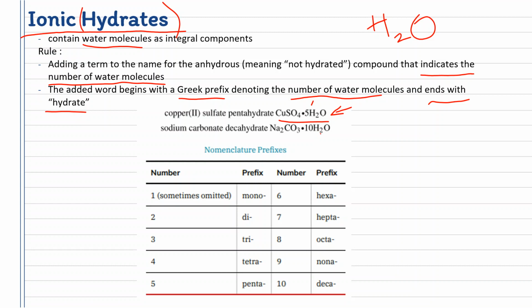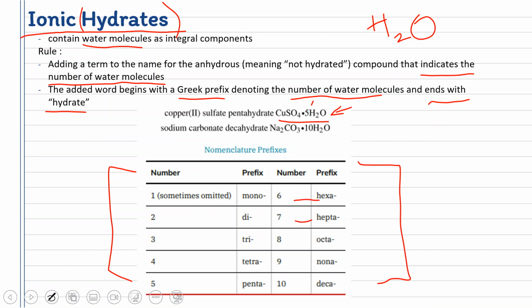But even before we move on, I want you to see this. These are all the prefixes that you can find. You need to write this down in your notes. Make sure you can remember it. When it's 6, it's going to be hexa. 7 is going to be hepta. 8 is going to be octa. 9 is going to be nona.